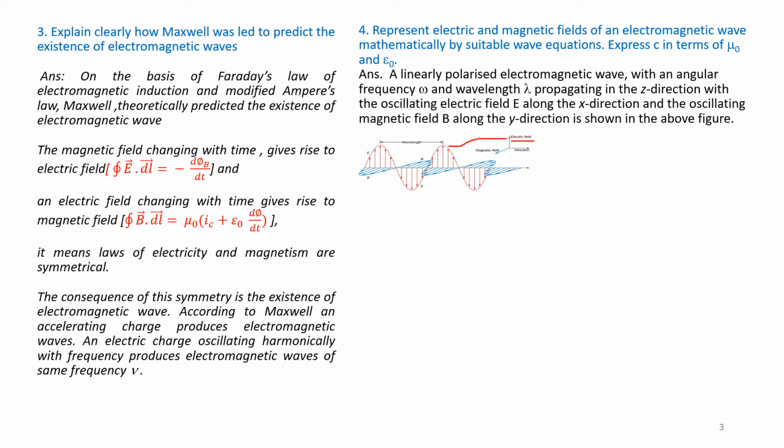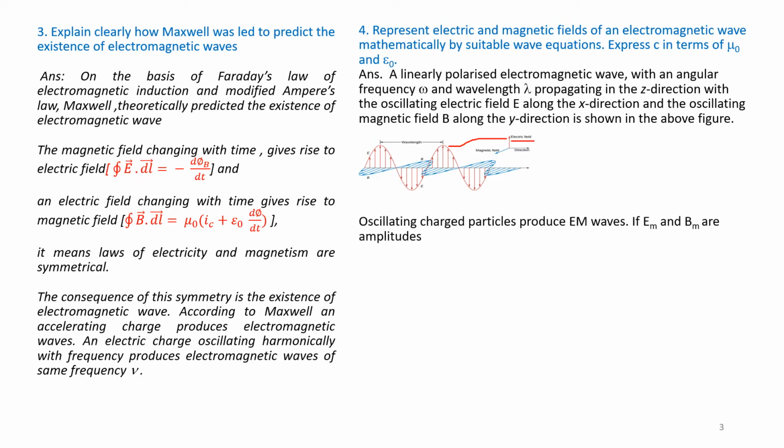This blue color is perpendicular to this maroon color. Therefore, they are transverse waves. They are perpendicular to each other, but the wave itself is moving in the x direction or z direction. In this direction, E is in the z direction and E is in the x direction and B is in the y direction.